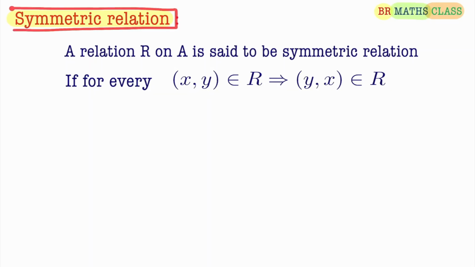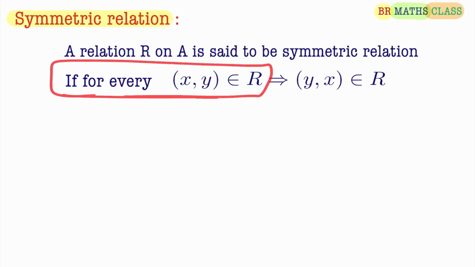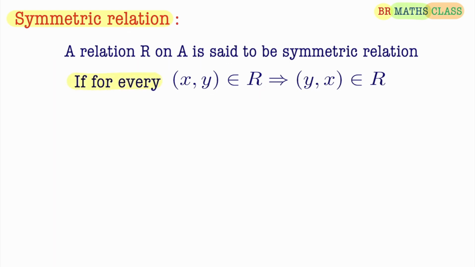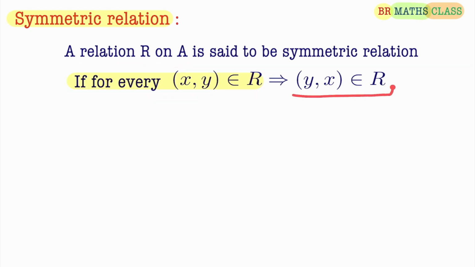Definition of symmetric relation. A relation R on A is said to be a symmetric relation if for every x comma y belongs to R. You observe this point carefully. For every ordered pair x comma y belongs to R. Earlier, for reflexive relation, what we checked was for every x belongs to set A. But here in symmetric relation, it is not like that. For every ordered pair in the relation x comma y, if y comma x is also present in that relation, then we say that that relation is a symmetric relation.